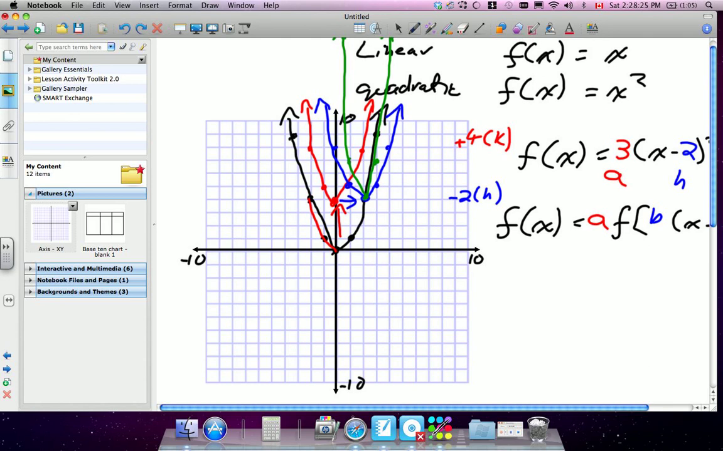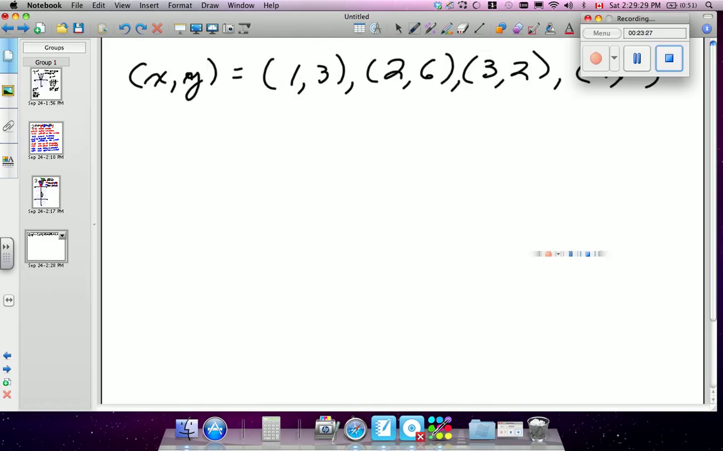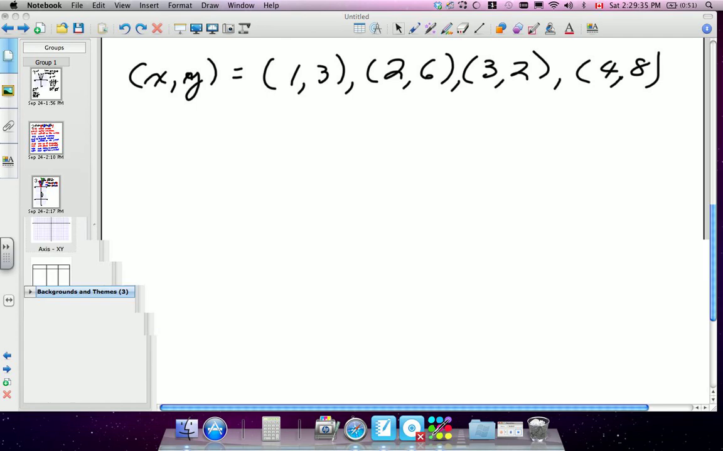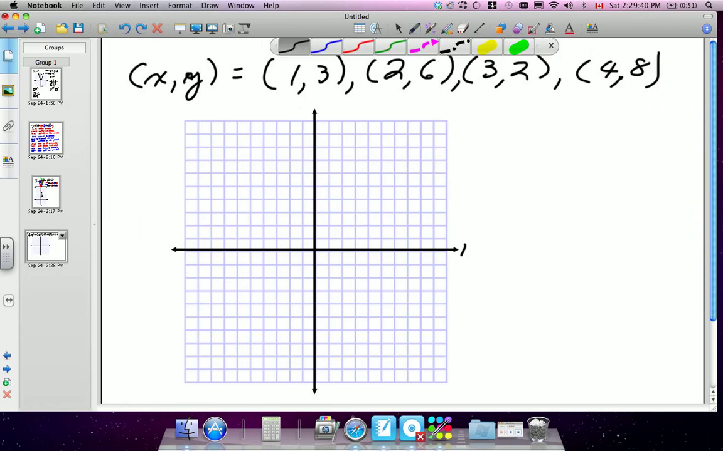Now let's talk about domain and range. What they've given us are coordinates, and we're going to plot these. Same numbers we used before: 10, 10, negative 10, and negative 10. The first point, 1 and 3: I'd go over 1, up 3. That's our first point. Good. 2 and 6: over 2, up 6. Simple? Okay, I'll speed through the next two. Over 3, up 2. Over 4, up 8. They give me 4 points.